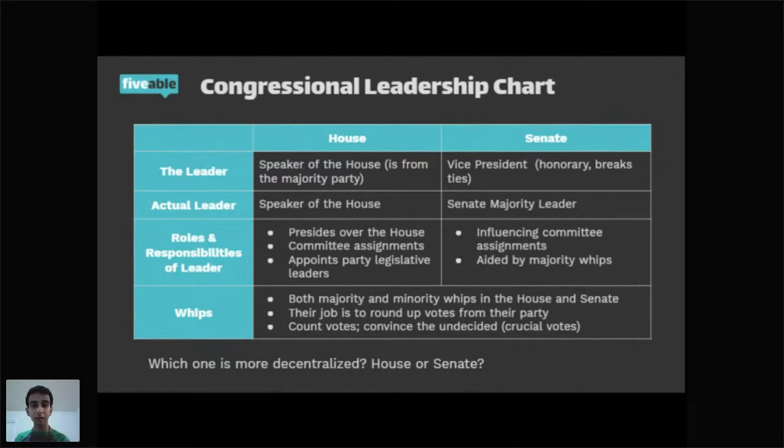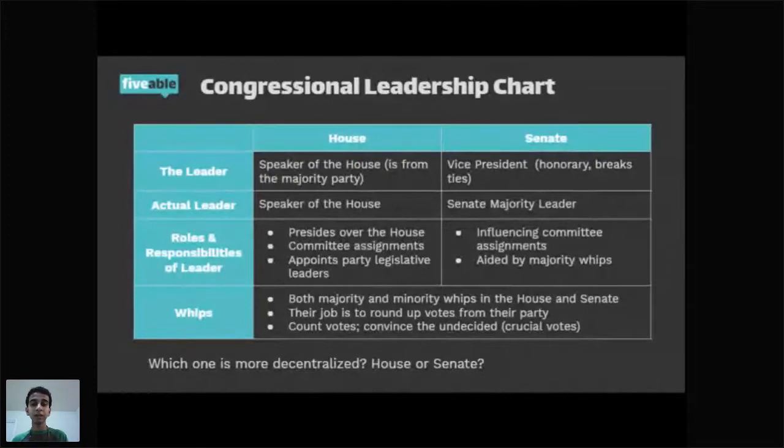If you look at the bottom, you can see that there are both majority and minority whips in the House and the Senate. Their main job is to round up votes from their party. When there's an important vote about to happen and you have people undecided in your party who might vote the other way, and it could be 50-50, the whips are responsible for getting these people to vote on their side. They go to the people who are undecided or have influential votes in order to get them to vote one way or the other. So the whips play a very important role.